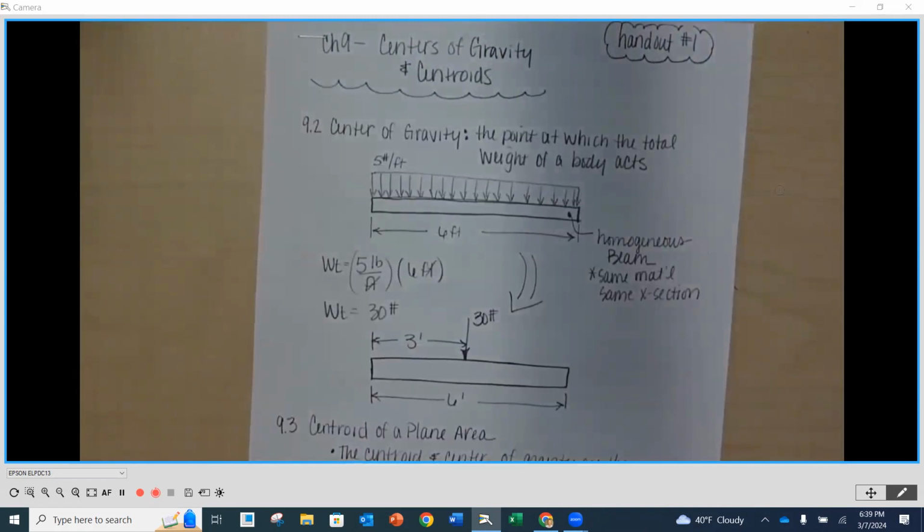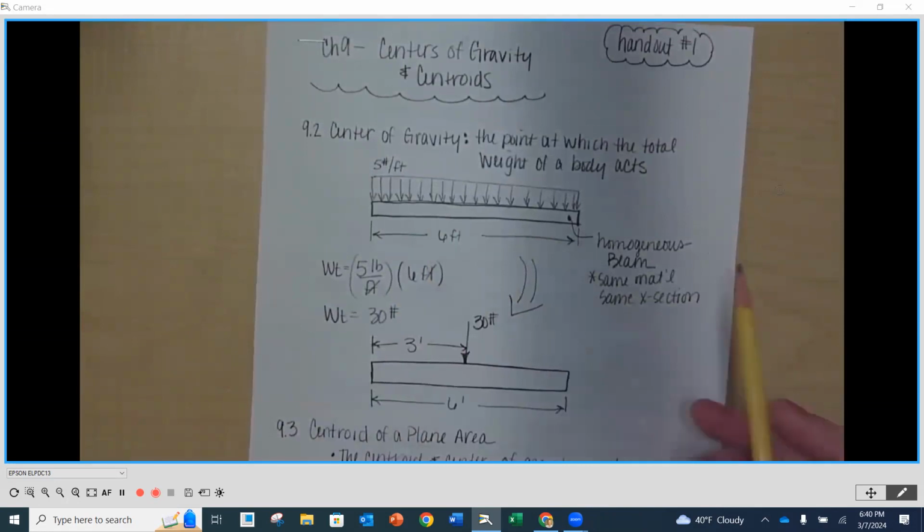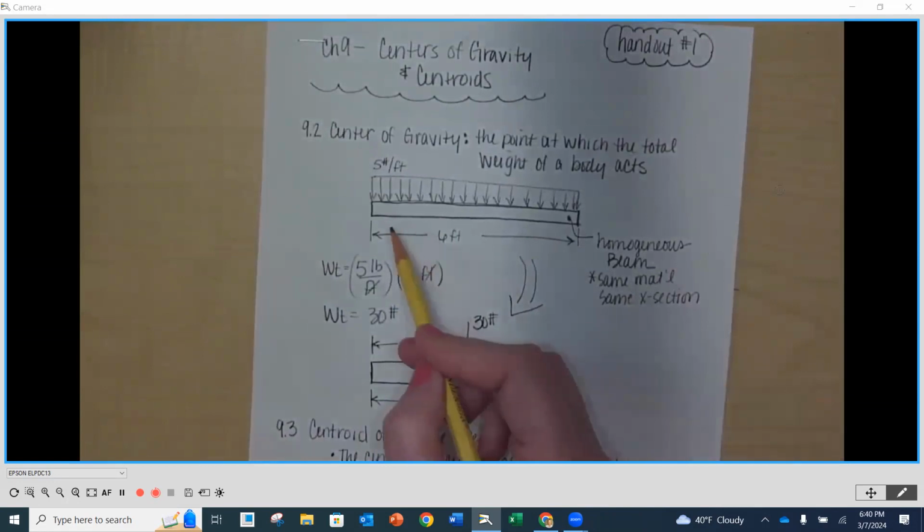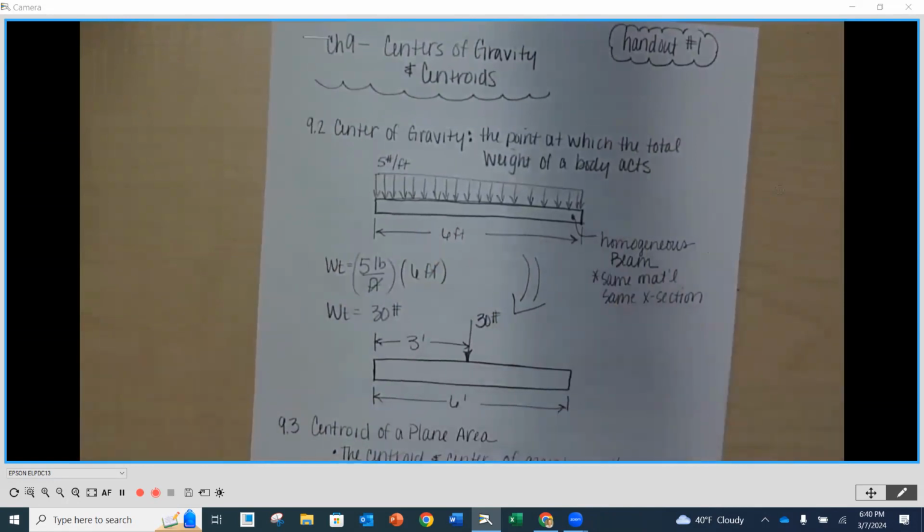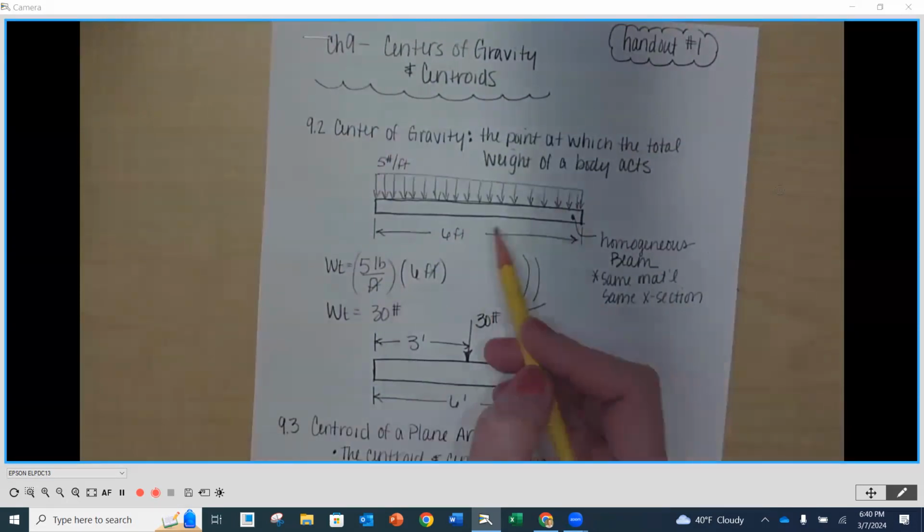But first of all, the concept of center of gravity is where we can find the point where we can concentrate the total load of a body. We've approached this before when we looked at distributed loads. If I have a beam, and that beam is homogeneous, that means it's made out of the same material and has the same cross section for its entire length. So for instance, if I have an I-beam, and it's that same I-beam shape all the way along, it's the same material for the full 6 feet.